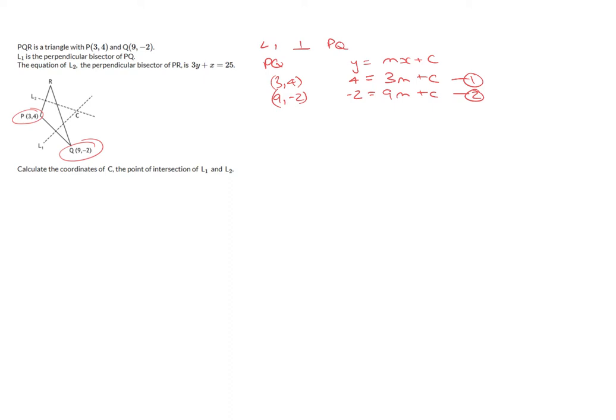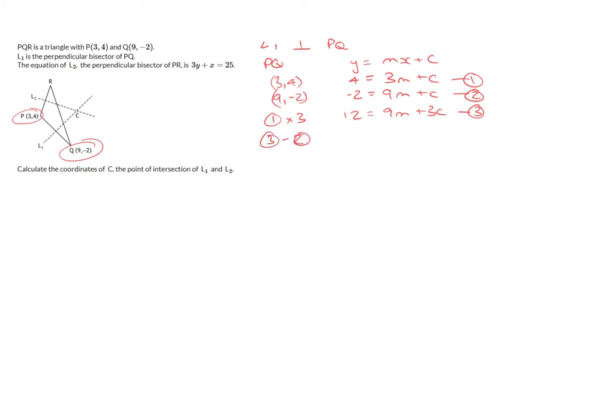Now looking at this, if I take equation number 1 and I multiply it by 3, I will get 12 equals 9m plus 3c. I'm going to call this equation 3. And you can see now that my 9m in equation 3 is identical to the 9m in equation 2. So with that knowledge, I can subtract either 2 from 3 or 3 from 2. What I'm going to do here, I'm going to say equation number 3 subtract equation number 2.